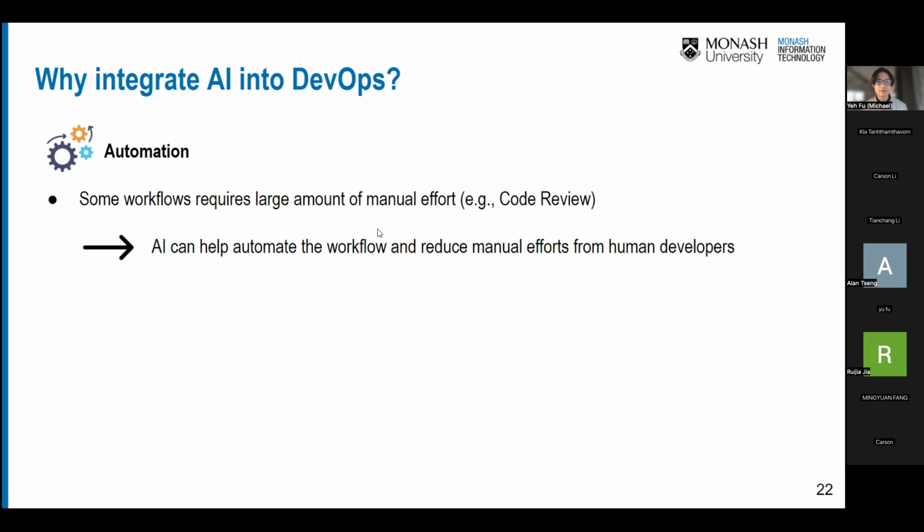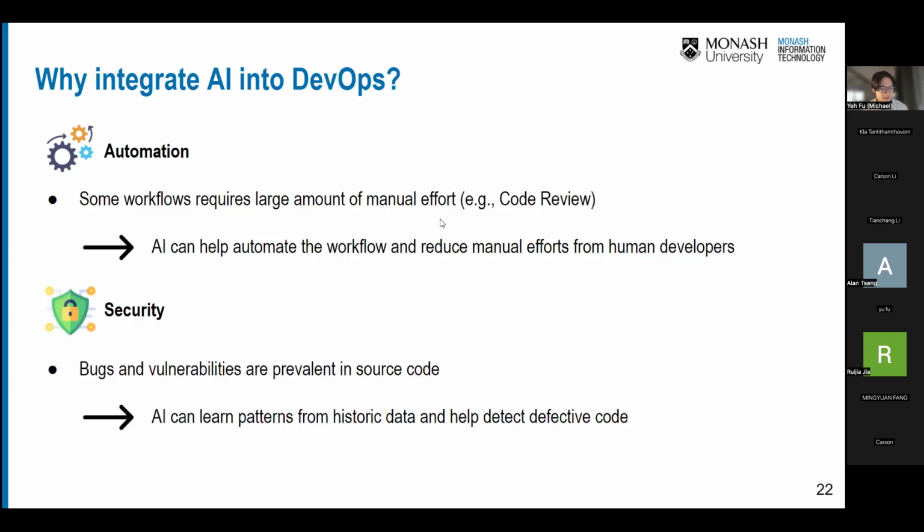That is the most important part. So AI can prioritize some important code for you to review, instead of letting you review all of the code inside your software. And there's another reason, which is security.